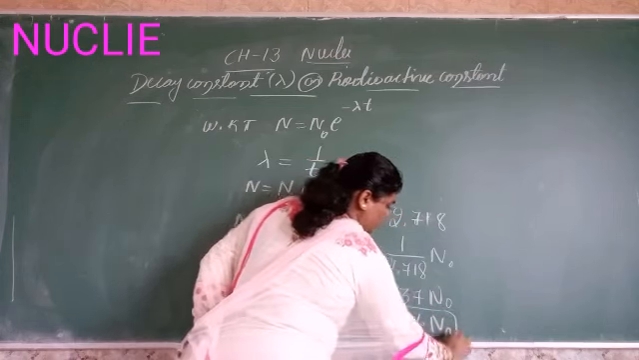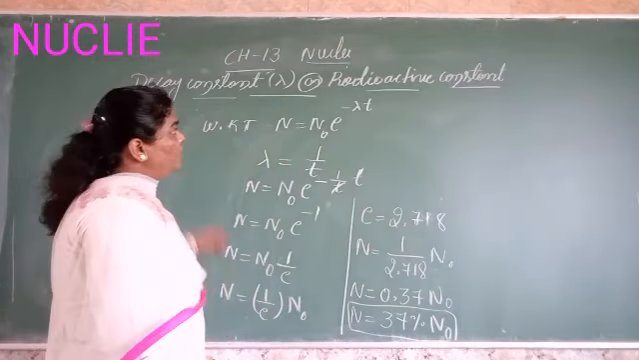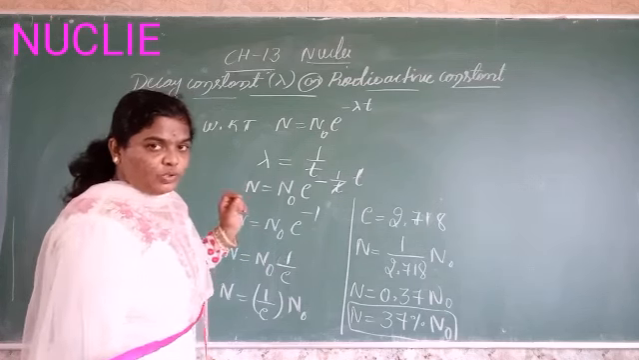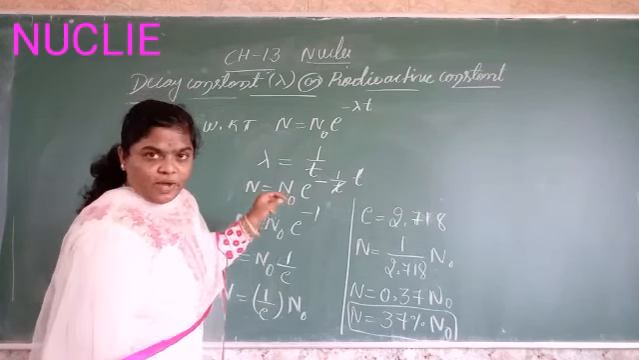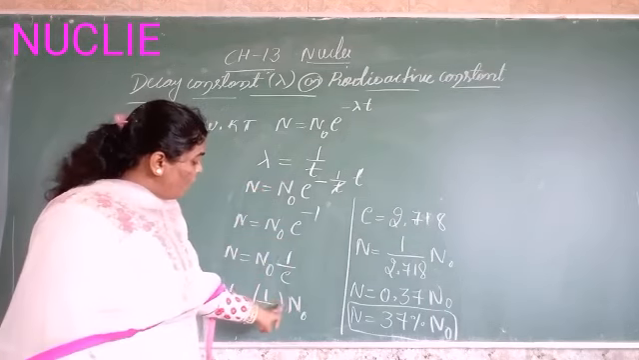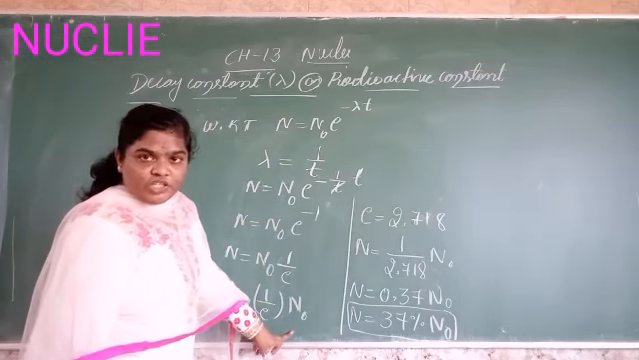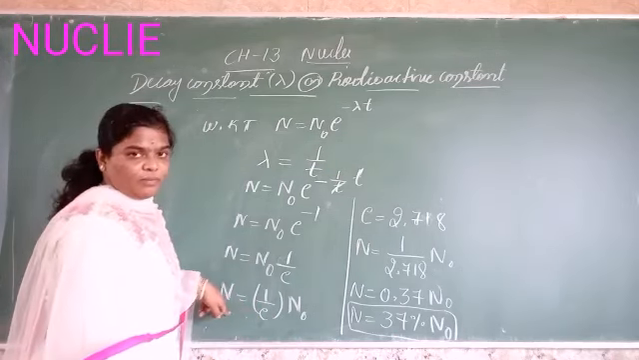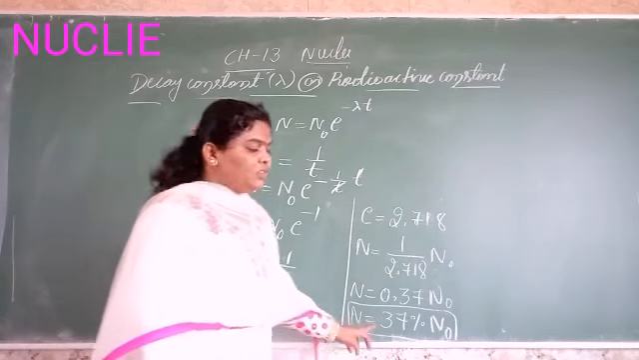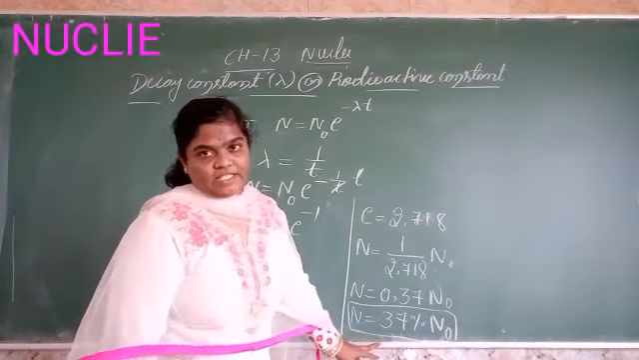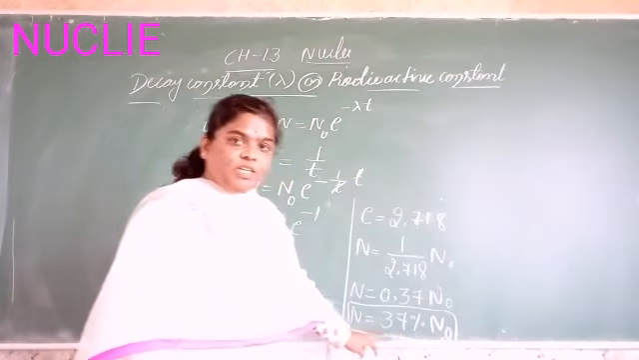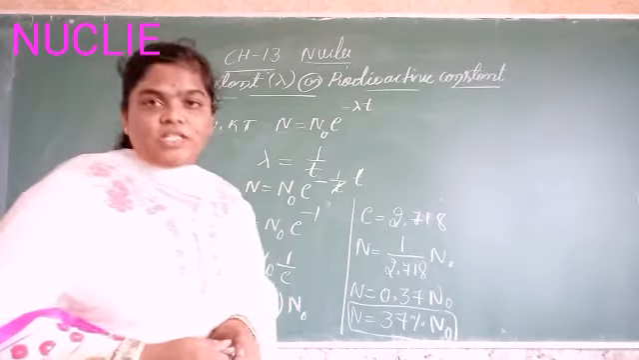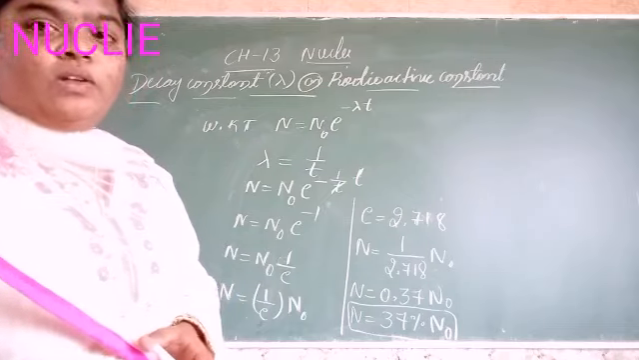So this is about the decay constant or the radioactive constant. It is the reciprocal of the time during which the number of atoms in a radioactive sample decreases to 1 by e times the initial value. So compared to the initial number of atoms, the number of atoms decreases to 1 by e times, that is about 37% of the initial number of atoms. So this is about the decay constant or the radioactive constant.